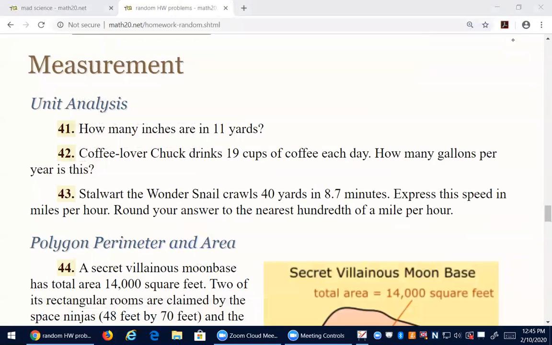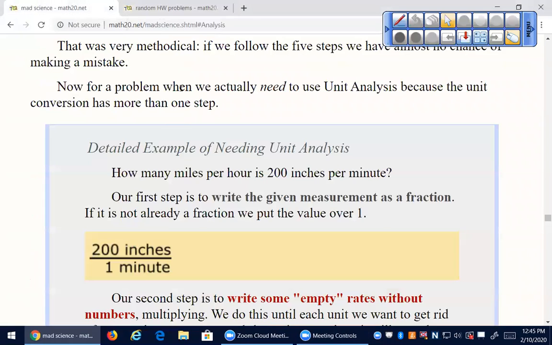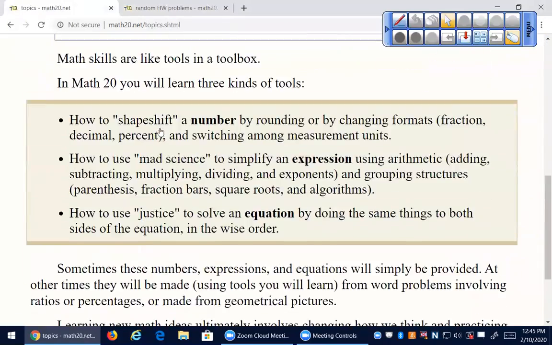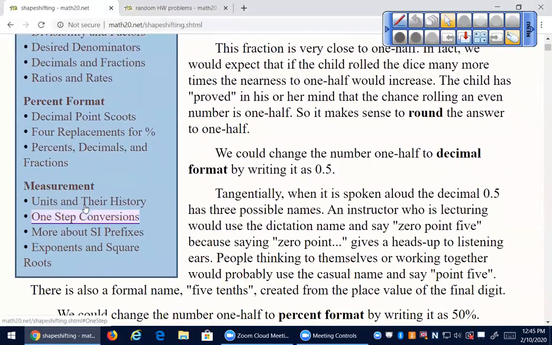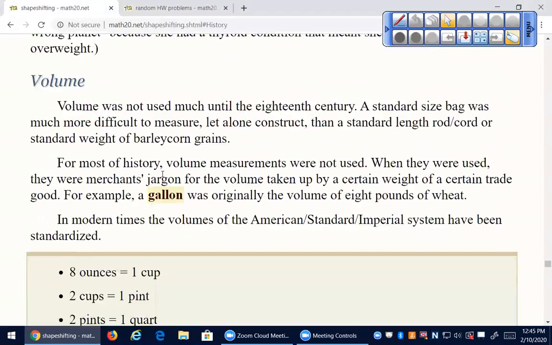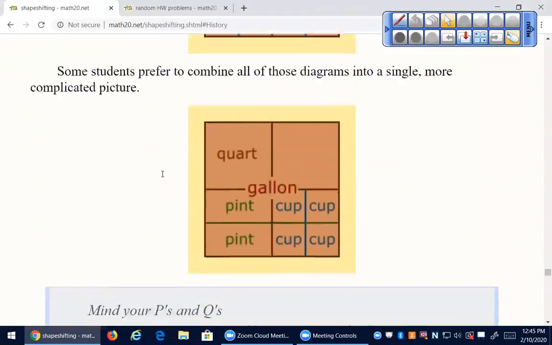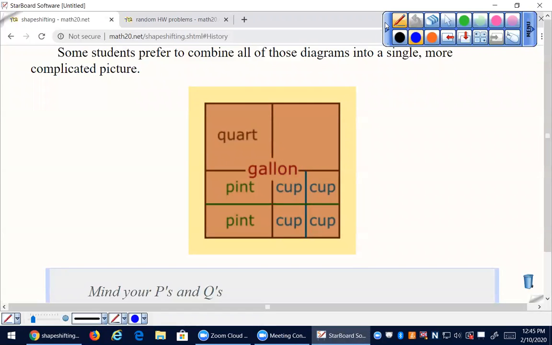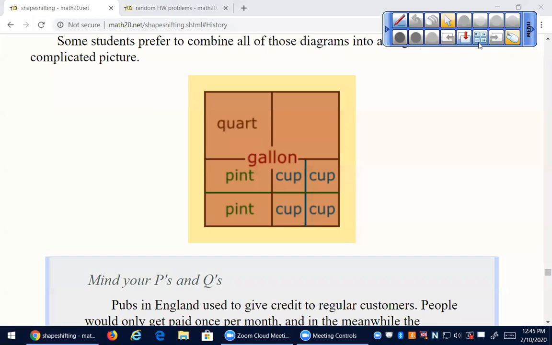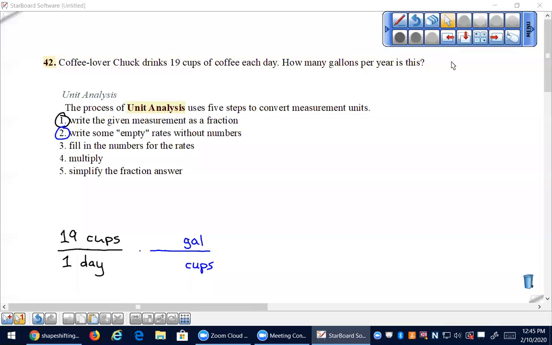But if we remembered our parts of a gallon, remember this stuff here? So there was that picture where you could see 16 cups fill up the whole gallon, 4 and 4 and 4 and 4. So we can do that, 16 cups in a gallon. Okay, I've got my gallons.